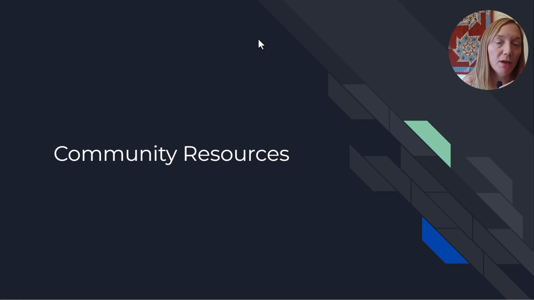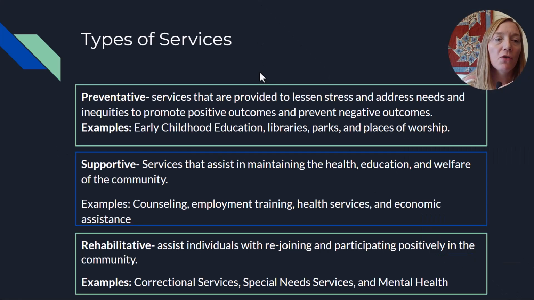We are talking about community resources. There are three types of community resources. The first type is preventative. Those are services that are provided to lessen stress and address needs and inequities to promote positive outcomes and prevent negative outcomes. So really thinking about what can we do ahead of time to make sure everything goes as well as possible, right? Those are examples of early childhood education, libraries that are free and you can access for information and socialization, parks to be able to promote positive socialization, places of worship that support communities.